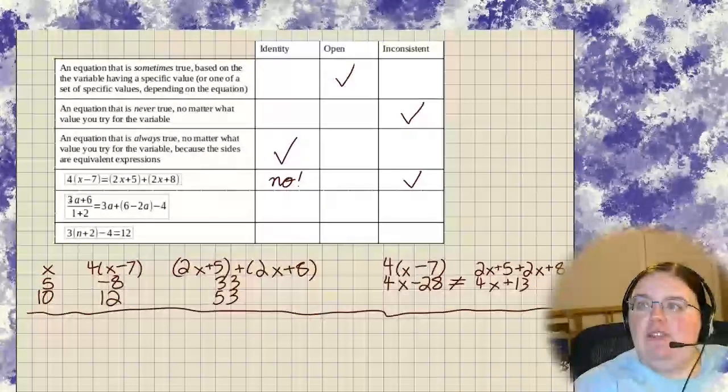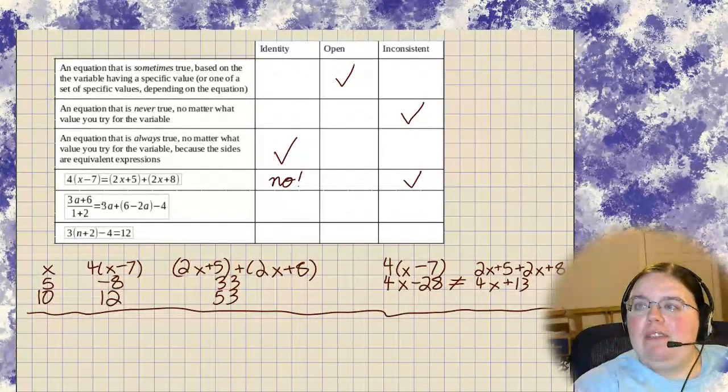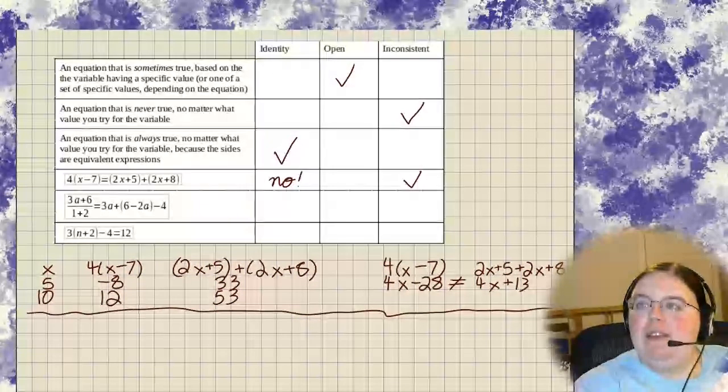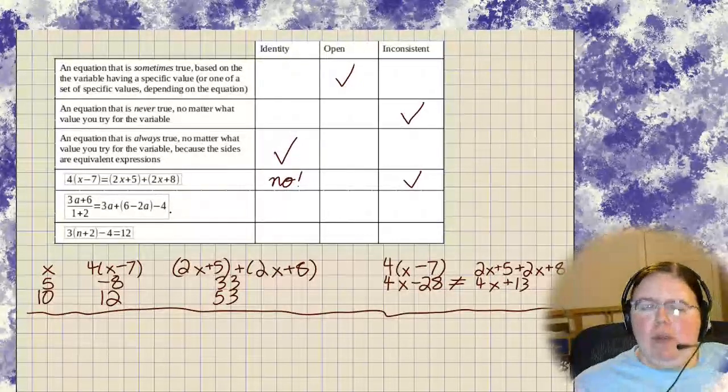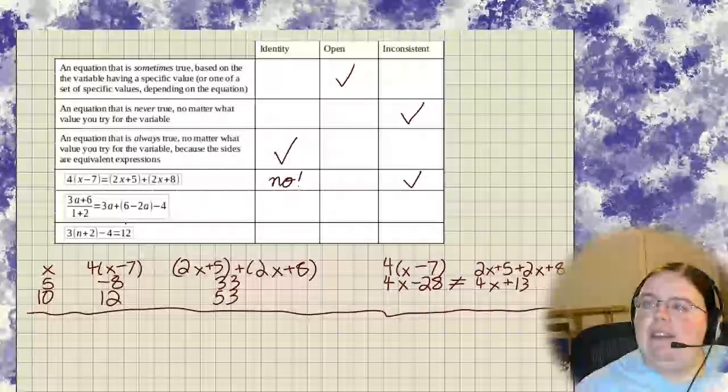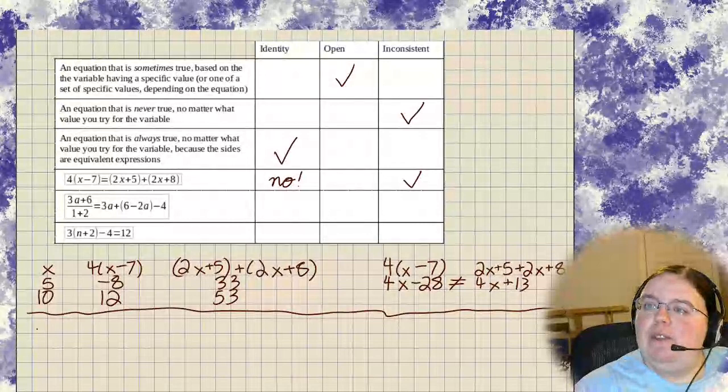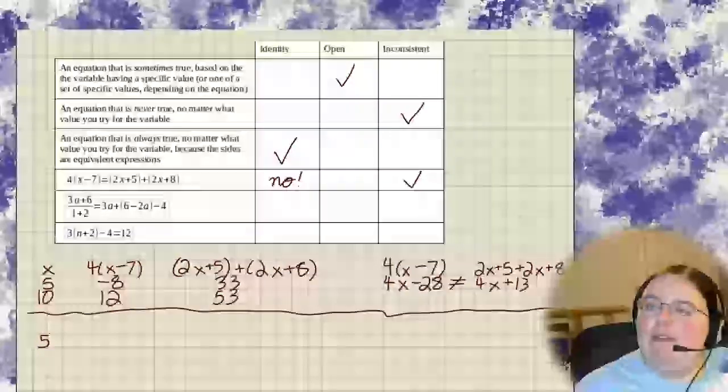So our next equation is 3a plus 6 divided by 1 plus 2 is said to come out the same as 3a plus the difference between 6 and 2a minus 4. Whew! That looks complicated. Well, let's try what we've been trying. Let's try 5 and 10.